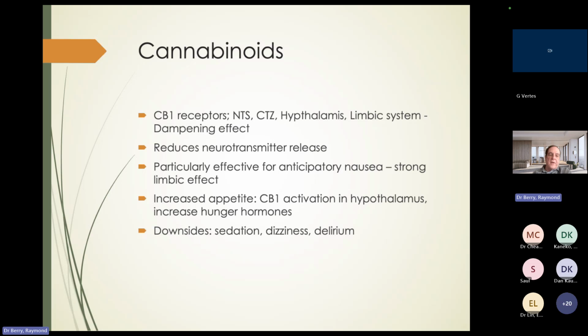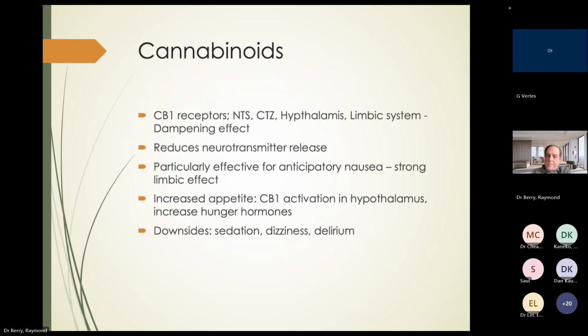So this just calms the whole system down. It's very effective for anticipatory nausea. It has a strong effect on the limbic system that seems to be very important in that dread or anxiety that provokes nausea. Seems to calm that down quite well. So we use it as an adjunct to other treatments at this point because it just seems to calm down the whole system, and that can be very helpful.